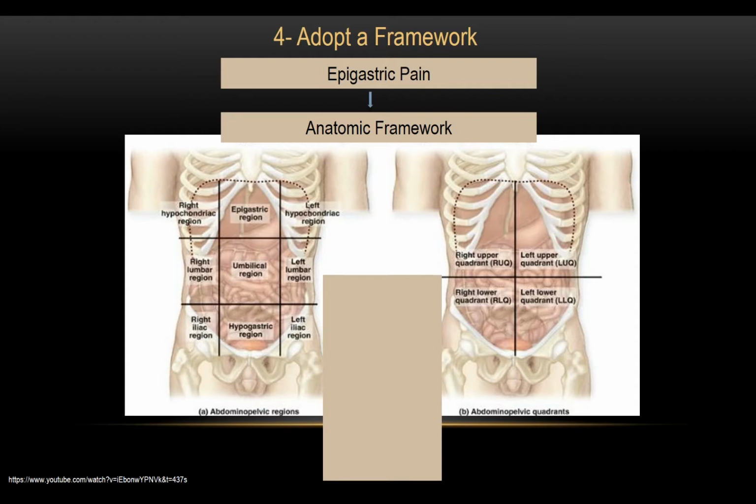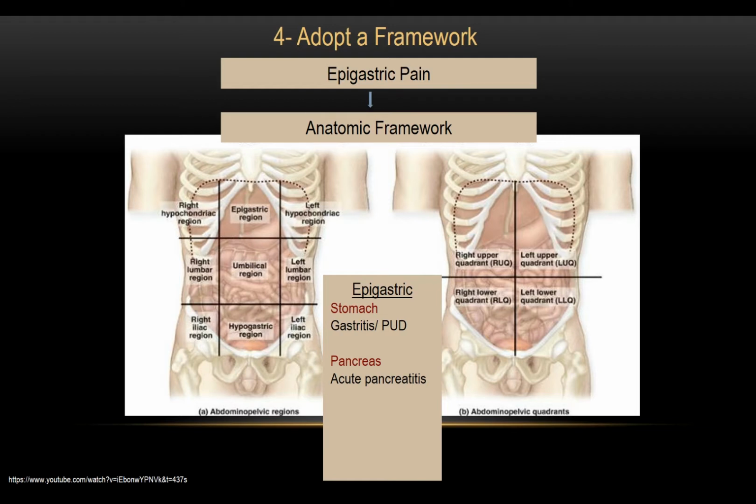And for this, I can just think of the 4 quadrants of the abdomen, or even the 9 regions of the abdomen, whatever works for you. So what do we have in the epigastric area? Of course, we have the stomach. So pain here could come from the stomach, maybe because of gastritis, maybe peptic ulcer disease. It also could come from the pancreas, which lies posterior to the stomach, like acute pancreatitis.